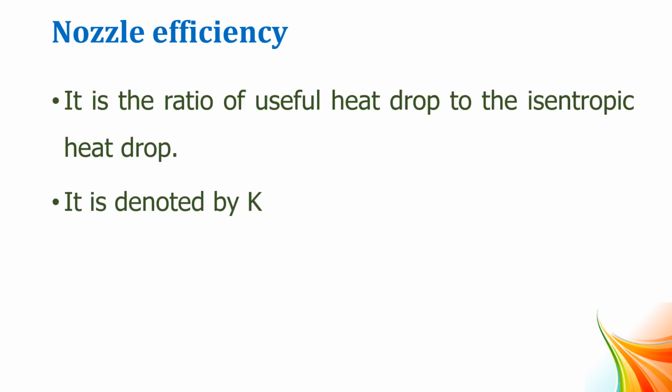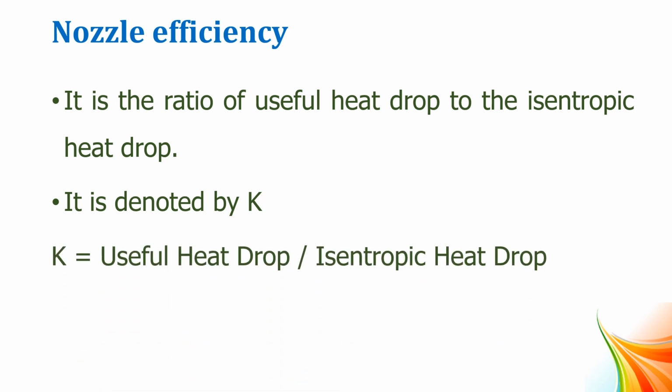The efficiency of the nozzle can be defined as the ratio of useful heat drop to the isentropic heat drop. That is the actual heat drop to the isentropic heat drop, and it is denoted by the letter small k. Not capital, it is a lowercase small k. That is useful heat drop by isentropic heat drop.